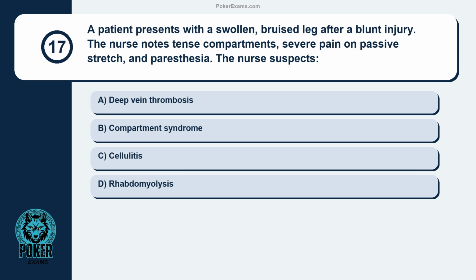Question 17. A patient presents with a swollen, bruised leg after a blunt injury. The nurse notes tense compartments, severe pain on passive stretch, and paresthesia. The nurse suspects deep vein thrombosis, compartment syndrome, cellulitis, rhabdomyolysis.